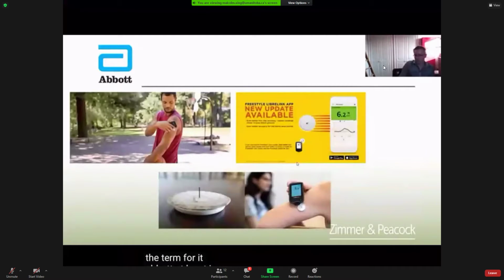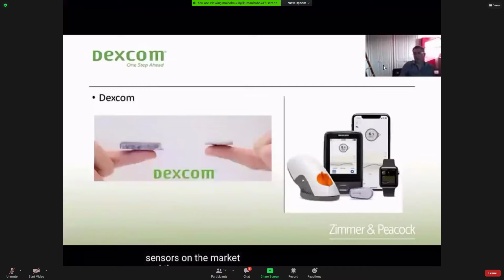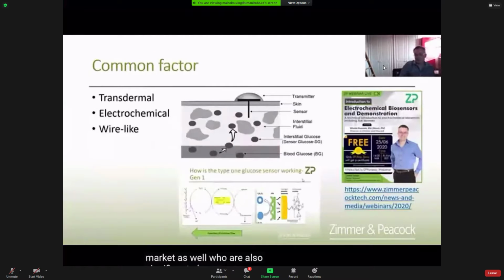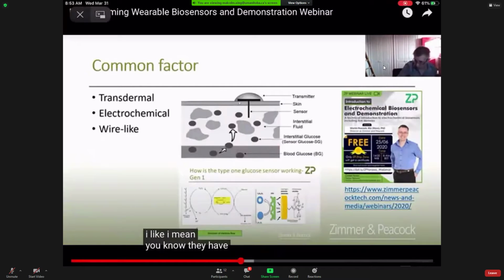Abbott, at least in Europe, everyone perceives as one of the better glucose sensors on the market. And then we also have Dexcom on the market, who are also significant players. Now, these three sensors all have three things in common. They're all transdermal, they're all electrochemical, and they're all wire-like.